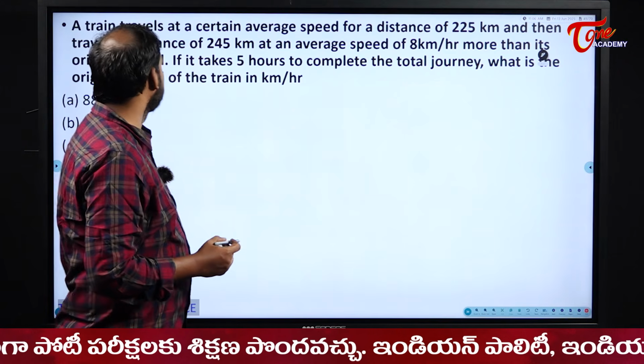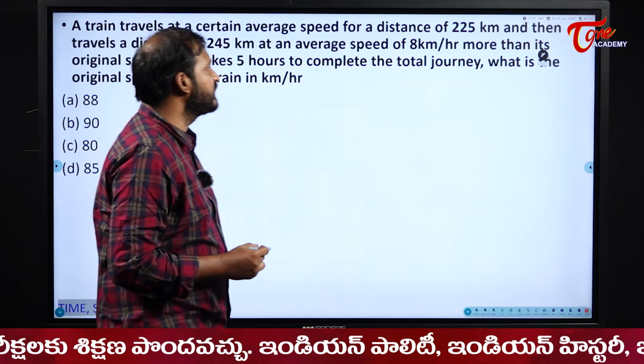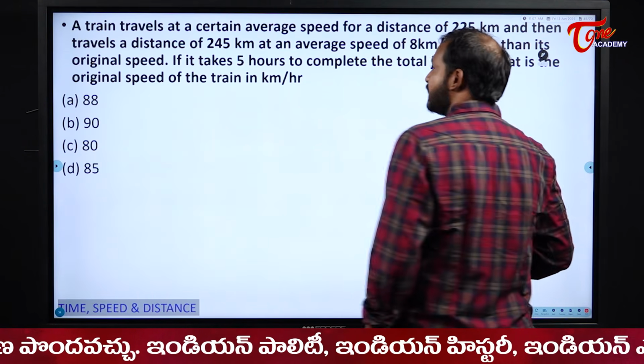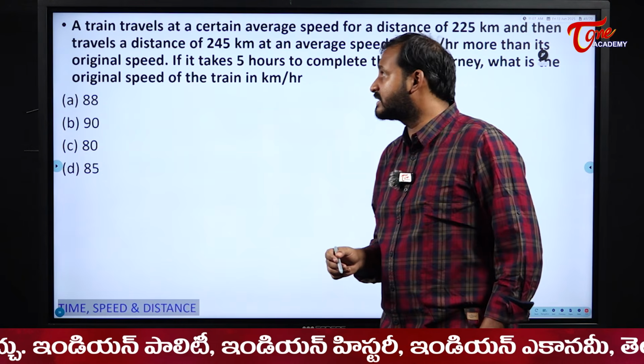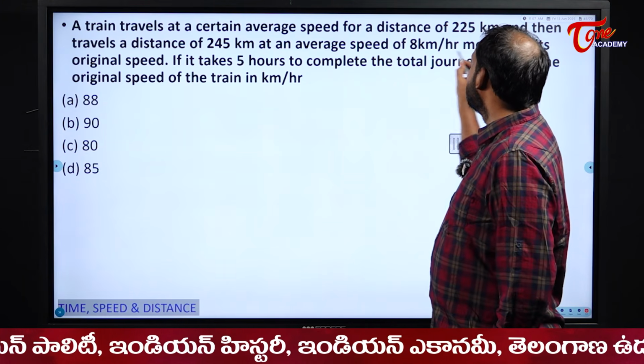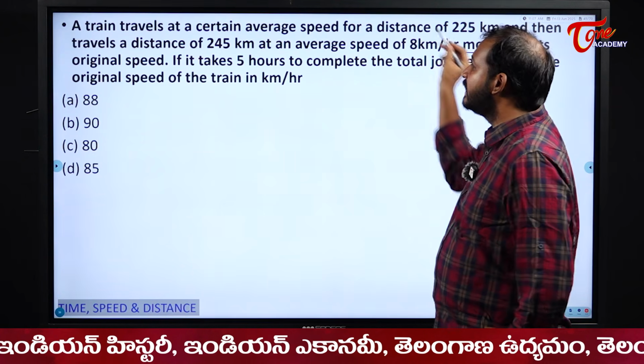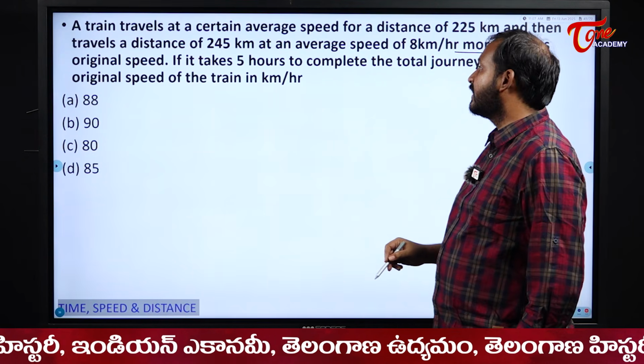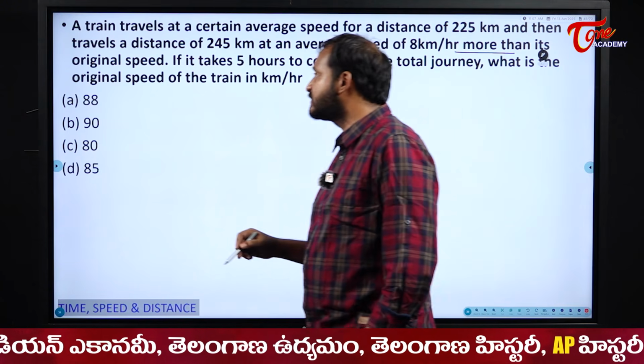Now see here. A train travels at a certain average speed for a distance of 225 kilometers and then travels a distance of 245 kilometers at an average speed of 8 kmph more than its original speed. If it takes 5 hours to complete the total journey, what is the original speed of the train?